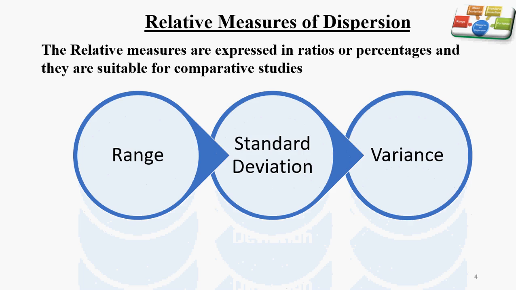So you can see here how they are applying this technique with regards to relative measures. First, range is calculated. And from the range, what is the standard deviation? And from the standard deviation, what is the variance? So these are the techniques connected with relative measures of dispersion. So let us see one by one with problems and examples.